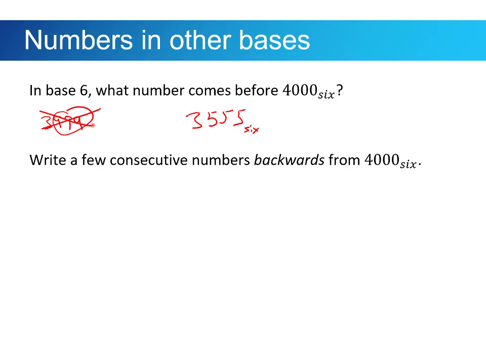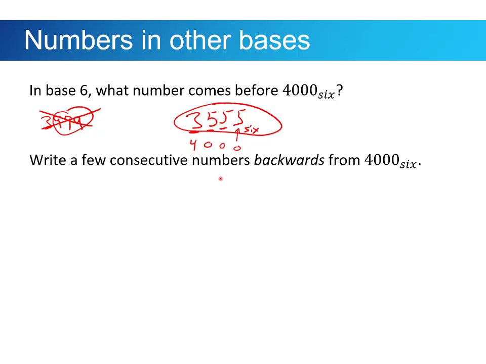And if I just want to test it out, maybe I could check by adding 1. If I added 1 to this, what would happen? The 5 increases to 0, which increases the guy to the left, which makes that a 0, which bumps up the guy to the left, makes that a 0, which bumps up the 3, and makes it a 4. Right, so there we go. So the number preceding 4000 is really 3555.